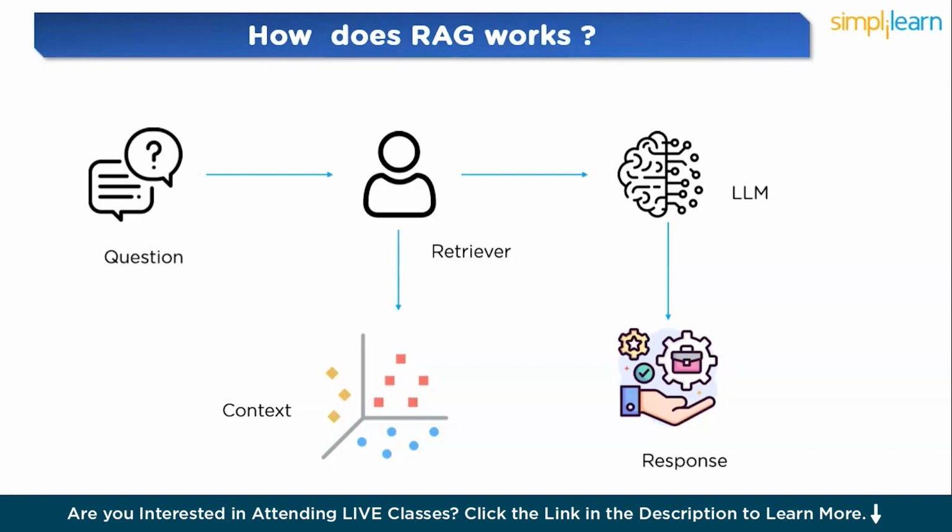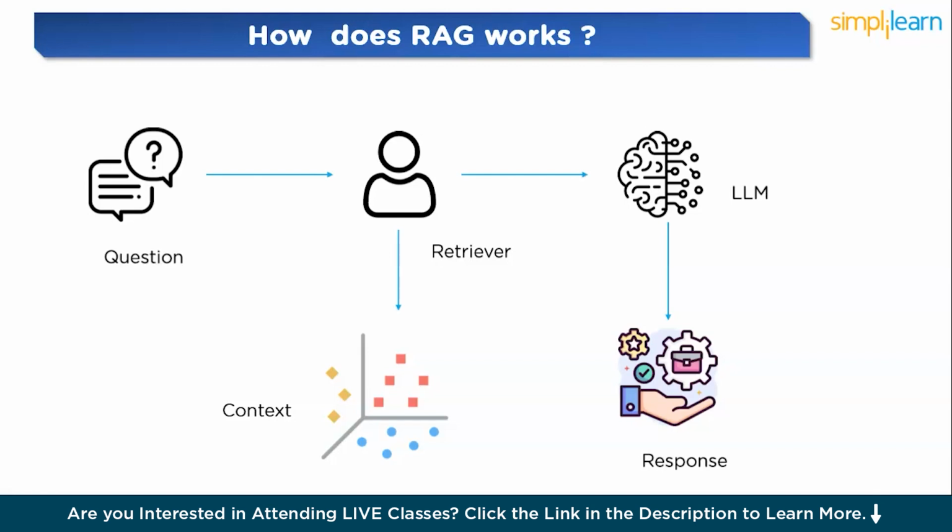The next process is augmentation. Here, the retrieved documents or information are appended to the user's original query. This provides additional context to the model, which helps in forming a more informed and detailed response. And finally, you get generation. The language model processes the augmented query, which is the original query plus the retrieved documents, and generates a response based on both the new context and its internal knowledge.